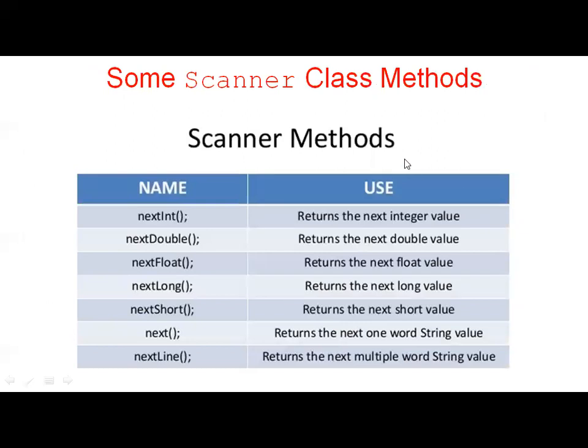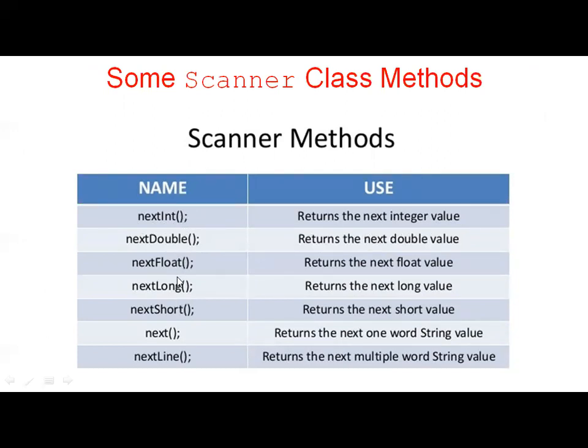Now these are some of the methods present in the Scanner class. See here, nextInt returns the next integer value. nextDouble returns the next double value. That means if we want to read a type of data, then we need to use one of these methods.